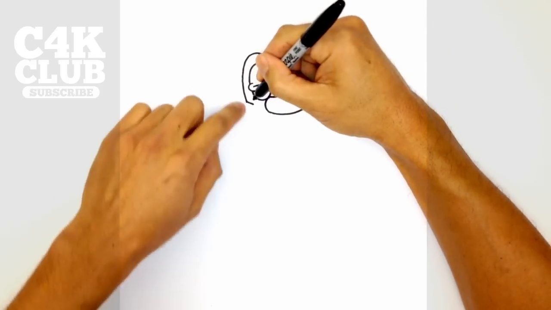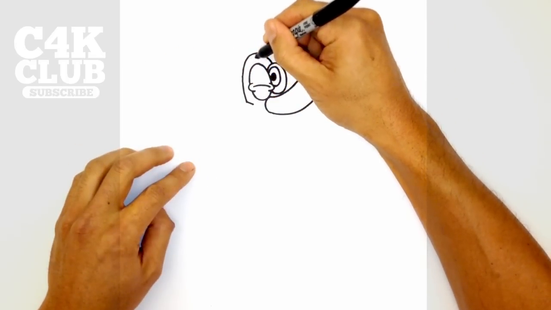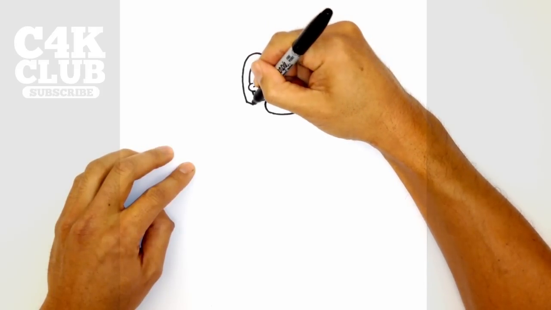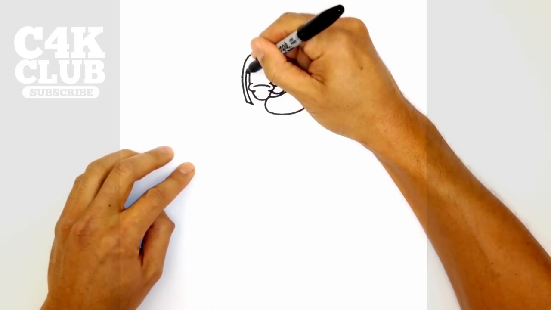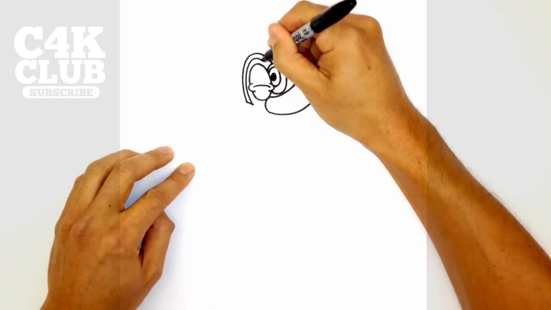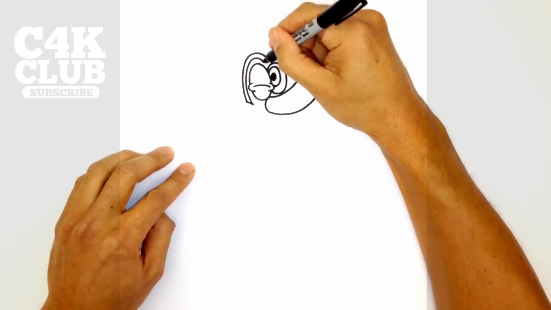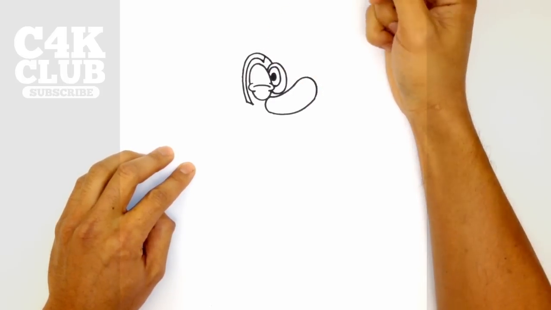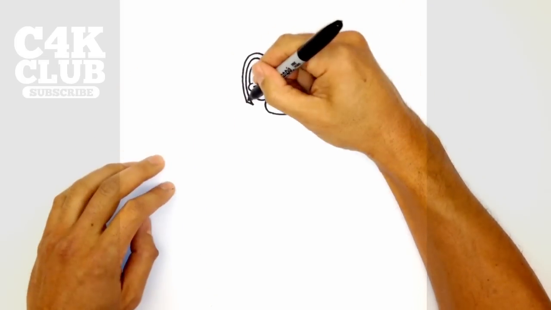Now we're going to follow that curve of the head all the way up to the top and then come down in the middle, in between the eyes. So curve up around the eye, and then come down in between the eyes like that. We're going to take that in and then curve out towards the side of the head. Let's color that area in black.